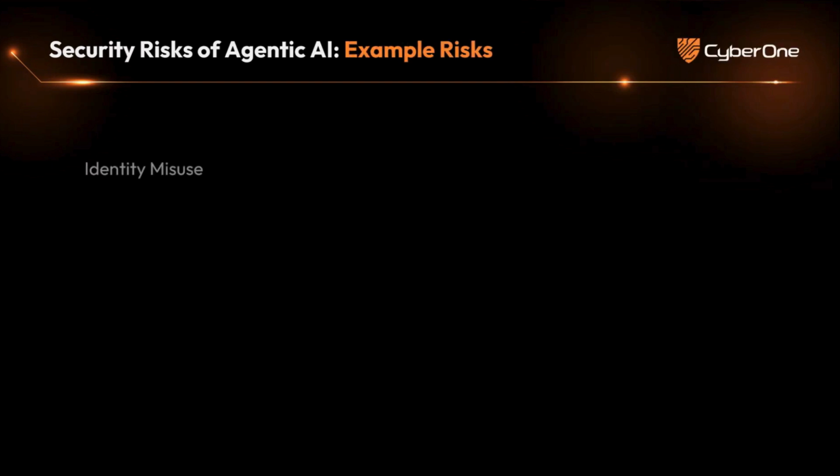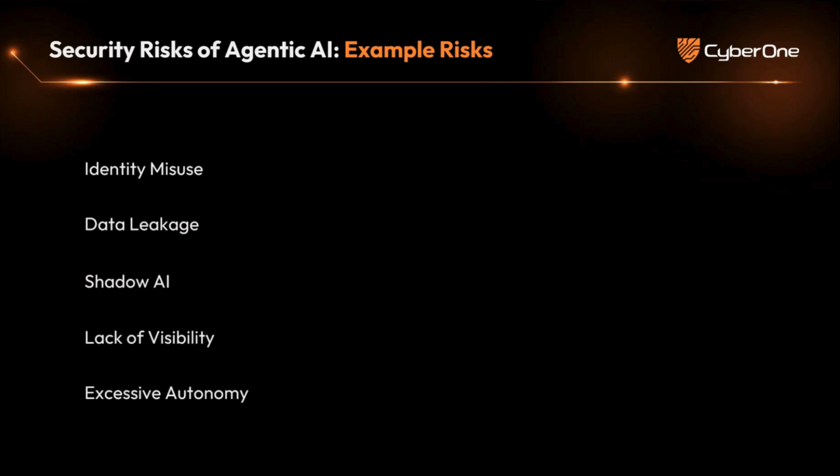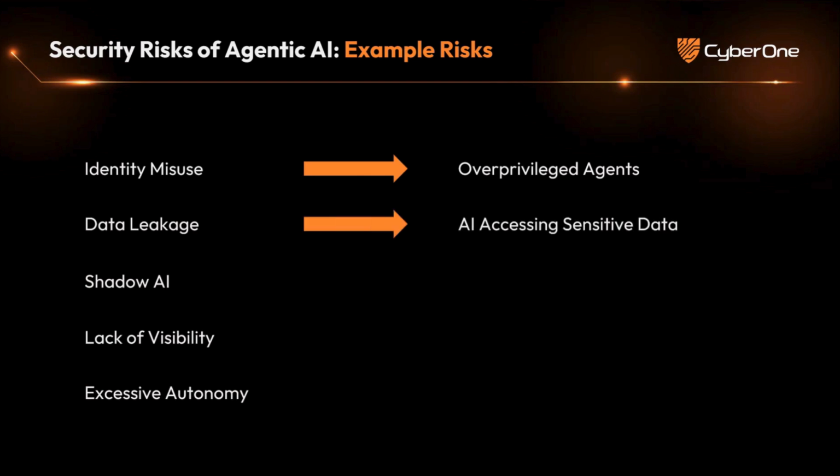In terms of some other risks, just to highlight a couple. On the left-hand side, there are categories of risk, if you like, and I wanted to just do some basic mapping. So in terms of identity misuse, what if we have an overprivileged agent that is running wild? It's got admin access and it's doing whatever it wants with no real safeguard. That would be a significant risk. In terms of data leakage, what if our AI agent is able to access sensitive data, PII, customer information, credit card data? Again, really bad.